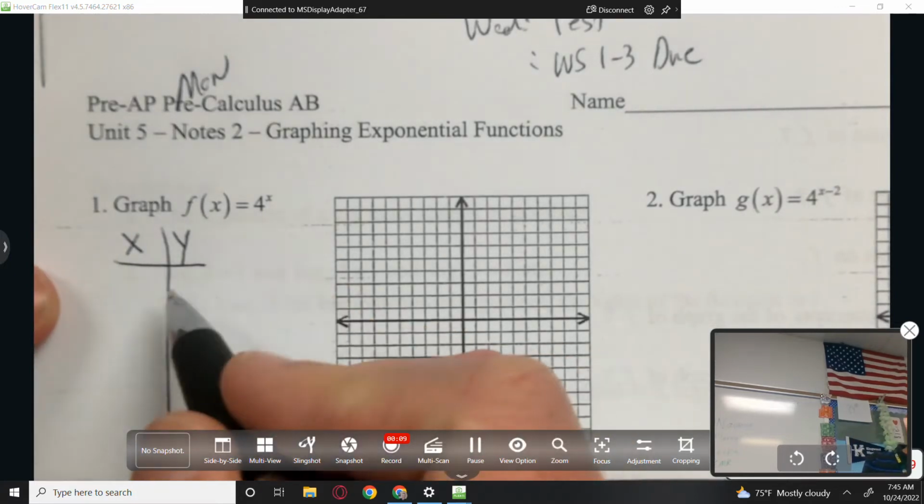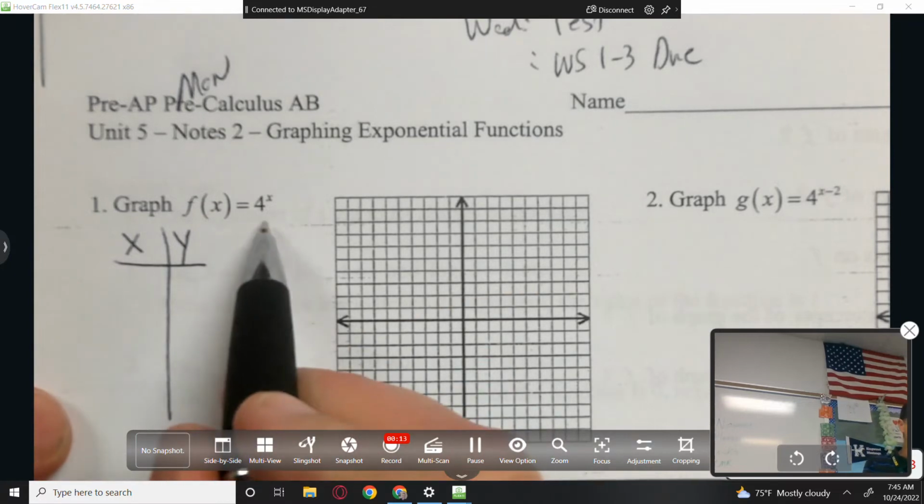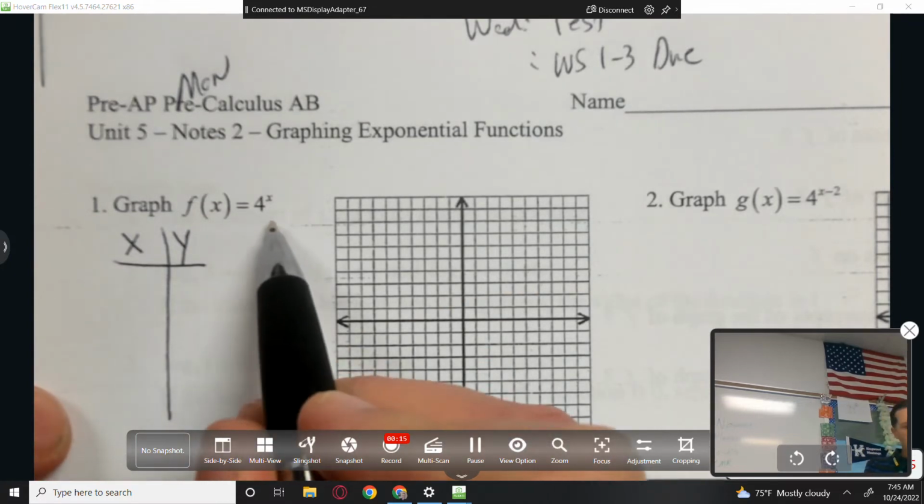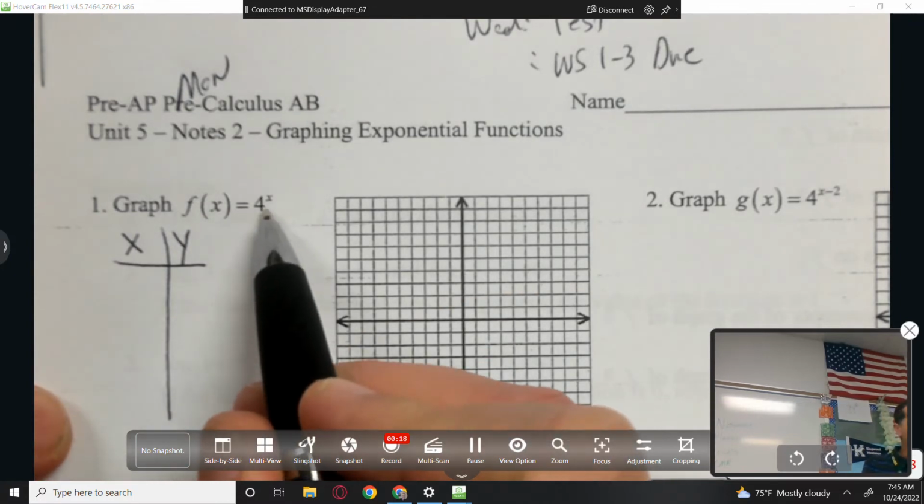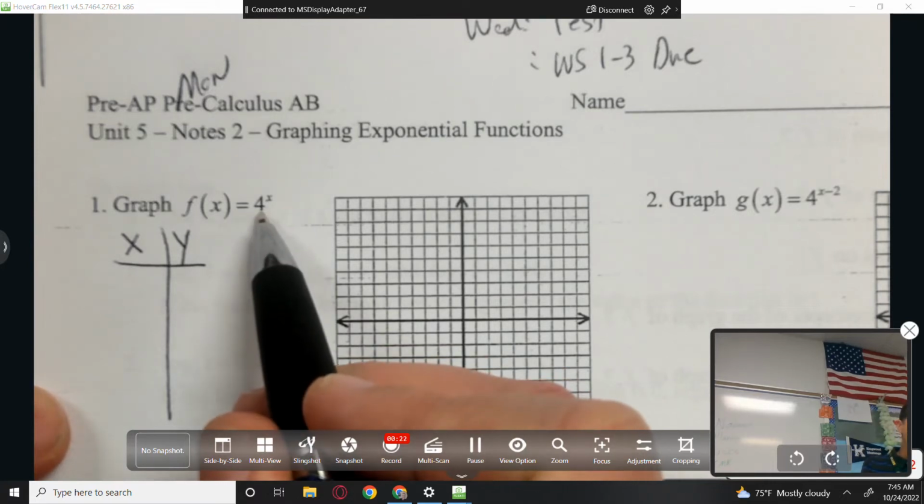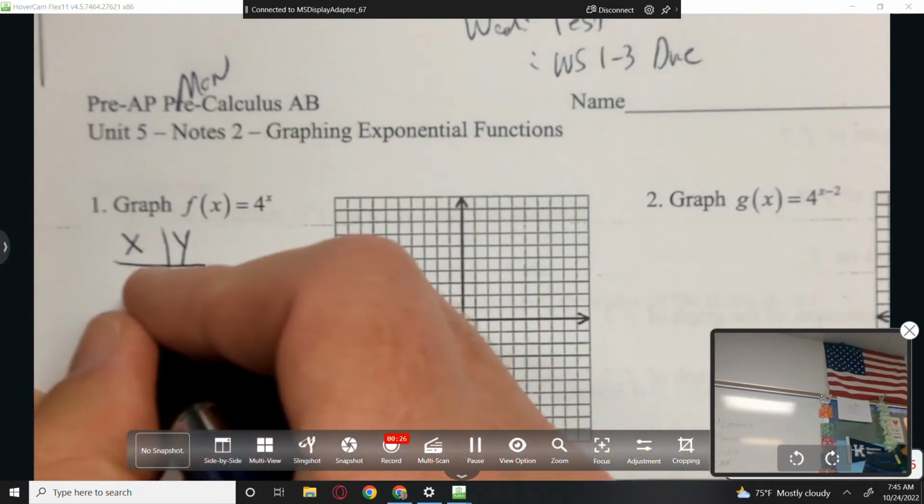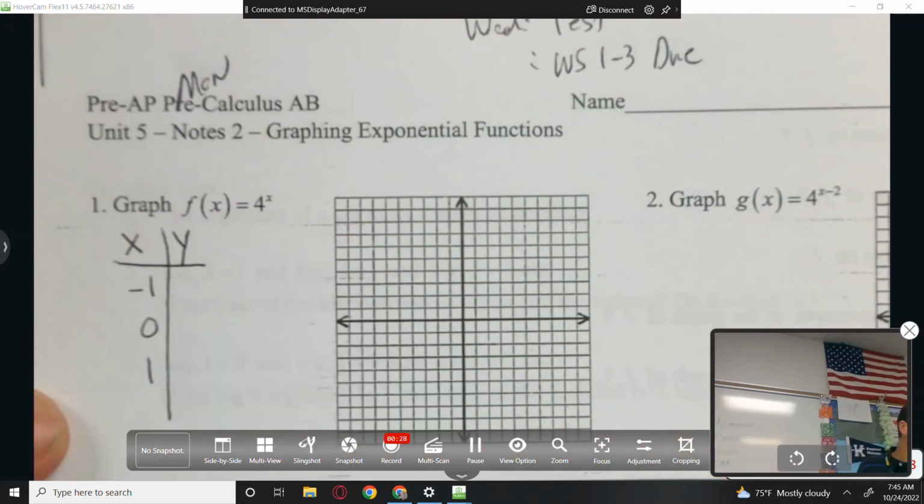Graphing 4 to the x. Now, picking the x values is important here, because if you pick some crazy stuff, you end up with 4 to the 4th, and I don't even know what that is. Even 4 cubed is 64, and that's way off the graph. So let's pick some smaller values. Let's go -1, 0, and 1.